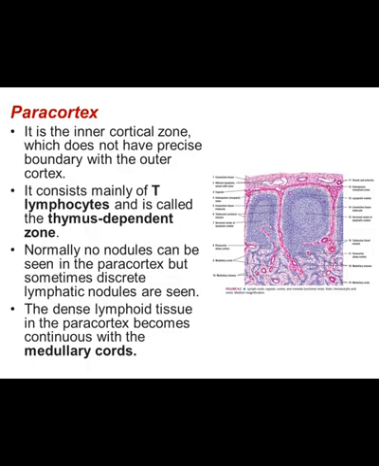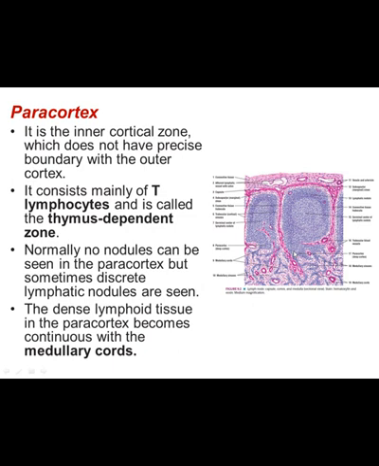Now we come to the paracortex. It is the inner cortical zone. Here is the paracortex, which does not have a precise boundary with the outer cortex. There is no demarcation between cortex and paracortex. It consists of T lymphocytes and is called the thymus dependent zone. Here no nodule is seen in paracortex, but sometimes discrete lymphatic nodules are seen.